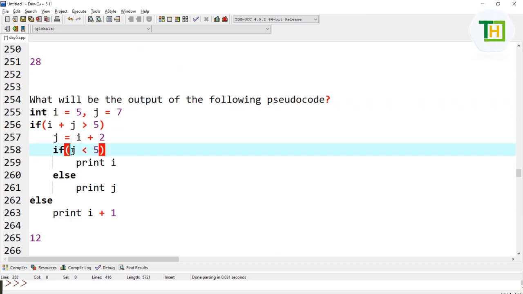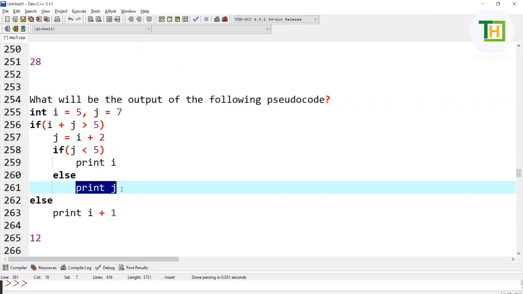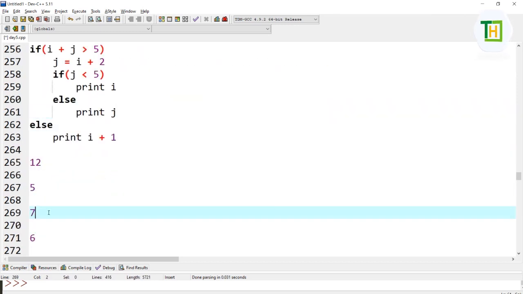Okay. Is 7 less than 5? No. And it is going to be print j. Now the answer is going to be 7 here. The answer is going to be 7.